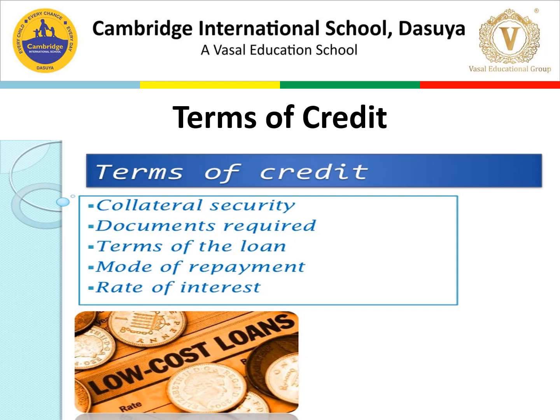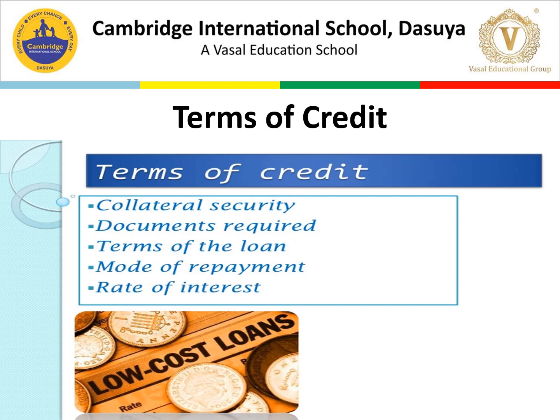So the lender uses this as a guarantee until the loan is repaid. So collateral is used as a guarantee from the person who is taking the loan to the lender. The lender is the bank. So until the time the loan is being paid by the person who has taken the loan.